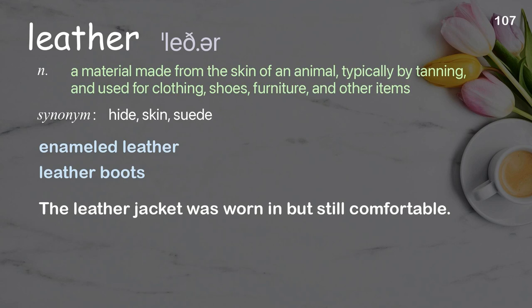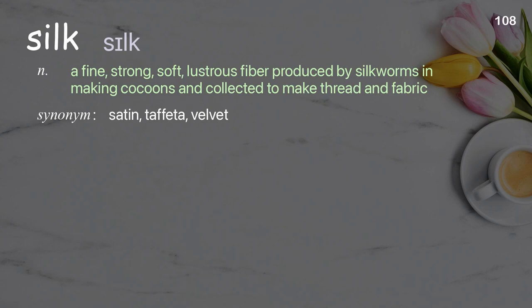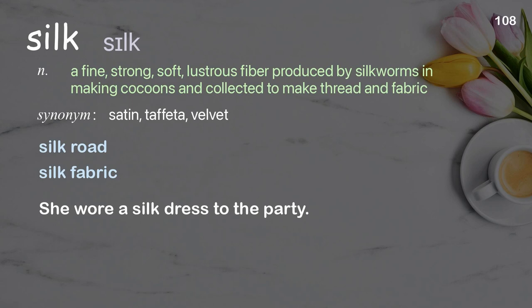Silk. A fine, strong, soft, lustrous fiber produced by silkworms in making cocoons and collected to make thread and fabric. Examples: Silk road. Silk fabric. She wore a silk dress to the party.